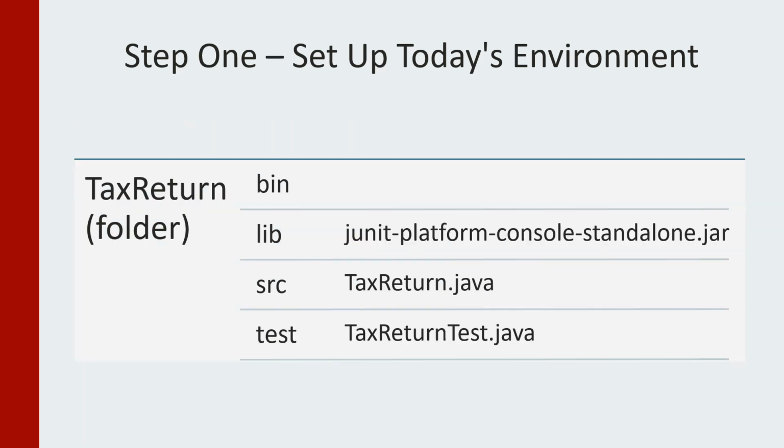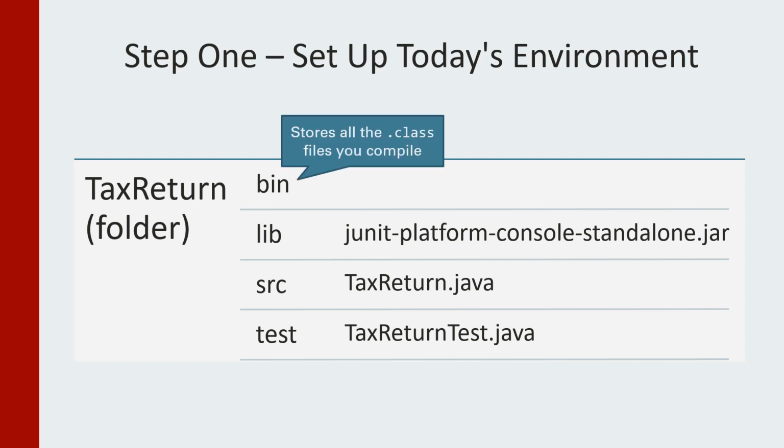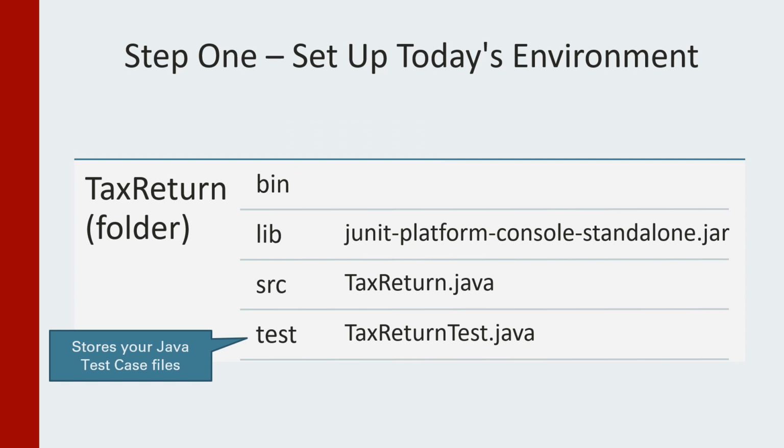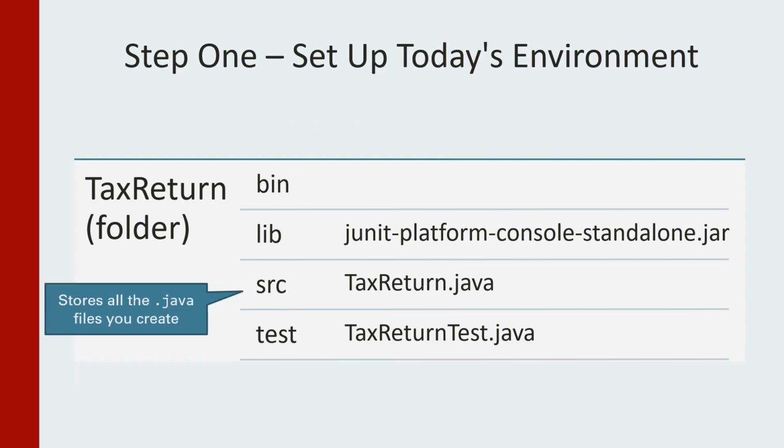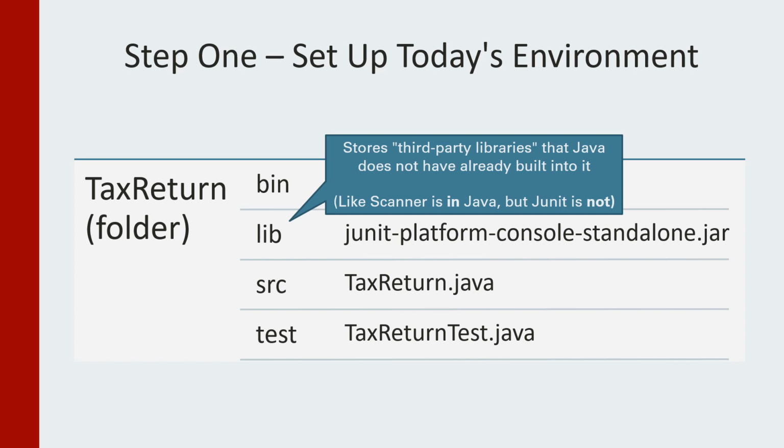Let me explain the environment. Bin is to store all the class files that you're eventually going to compile. The test folder is for storing your Java test case files. src is for storing all the Java files that you create. And finally, lib is for third-party libraries that Java does not have built into it. So even though Scanner is in Java, JUnit is not.